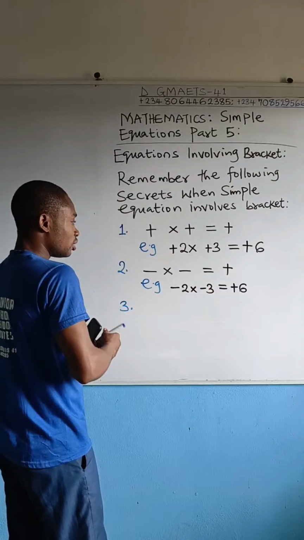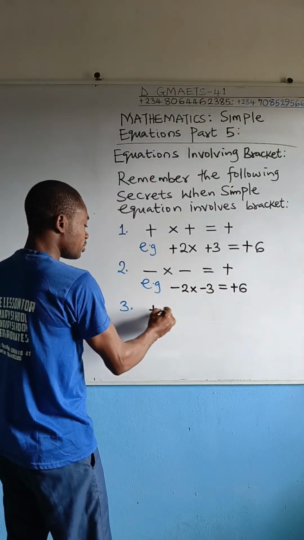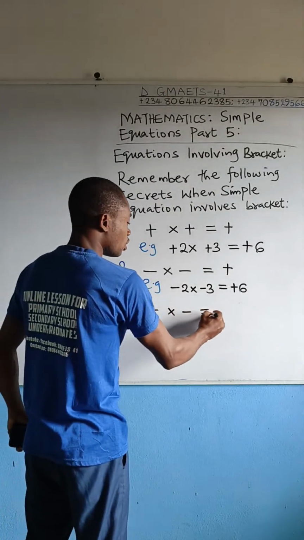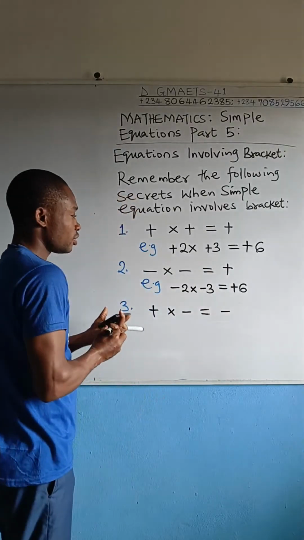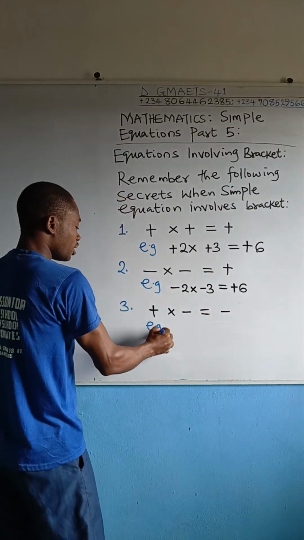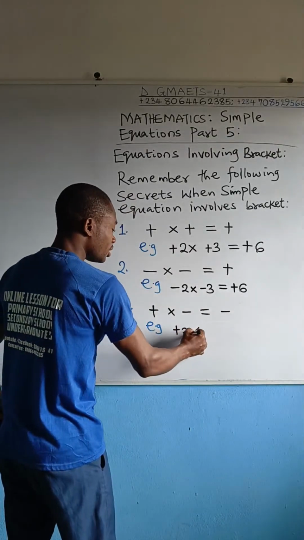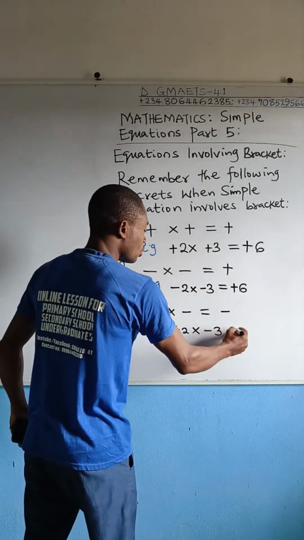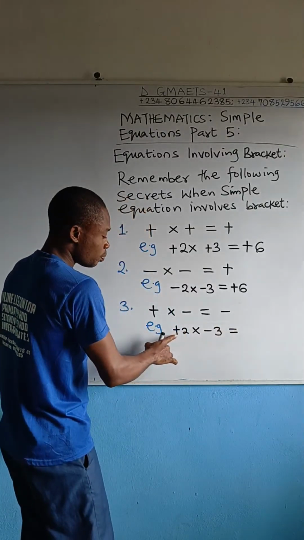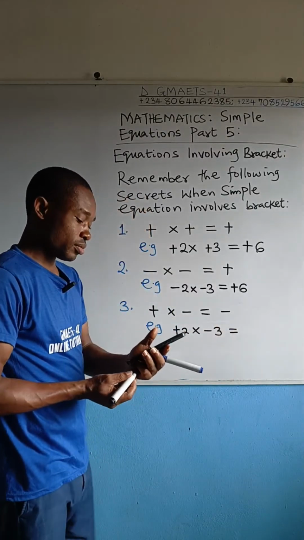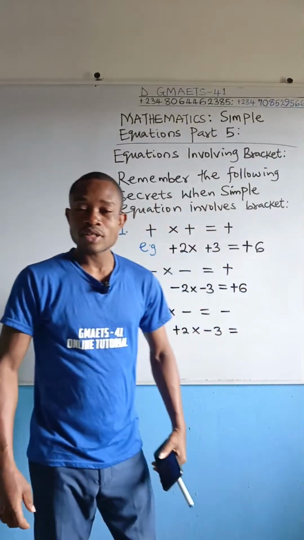Number 3, plus times minus will be equal to minus. I'll give you an example here to understand what this is. Imagine that I have plus 2 times minus 3. What will be your answer? You do plus times minus first.